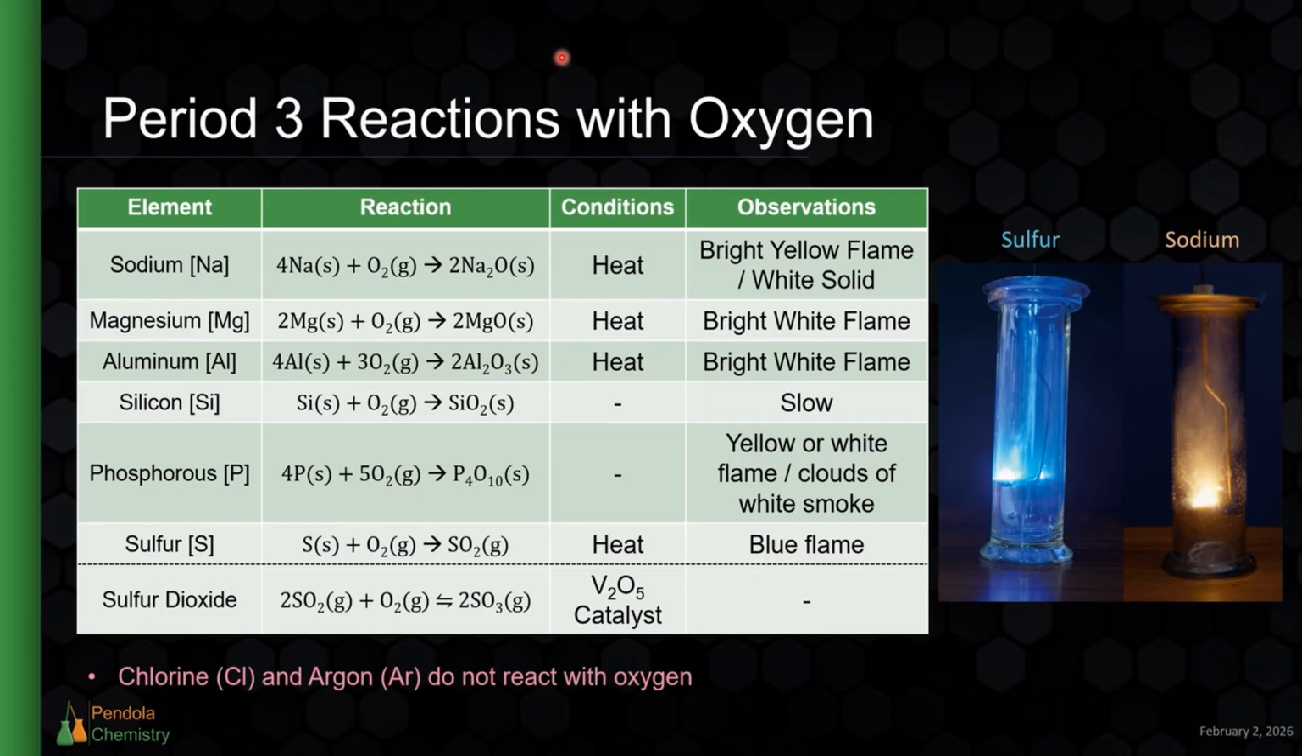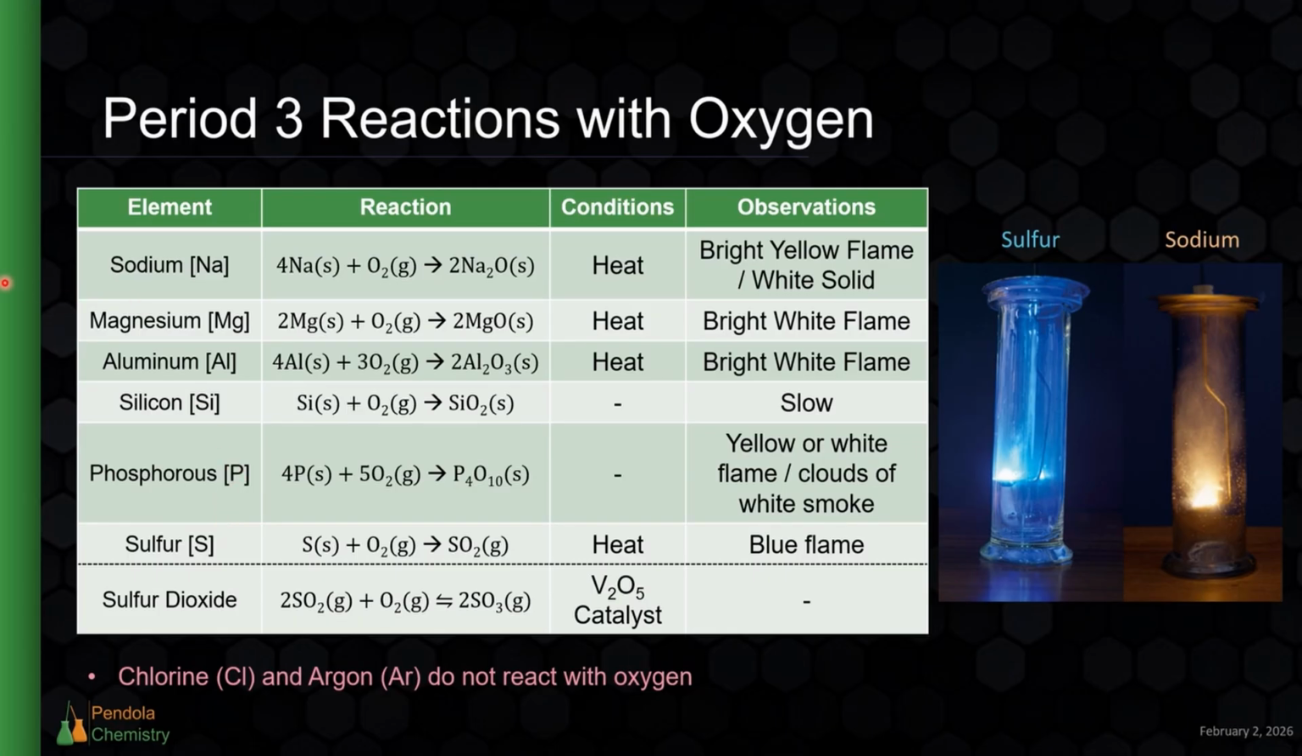One of the main reactions that an element can have is with oxygen. Now, as we move from left to right across period 3, from sodium to sulfur, and then eventually chlorine and argon, these are not going to react with oxygen. So that is a note you should make, that these two elements do not react with oxygen. But as we move from sodium to sulfur, we see different things.